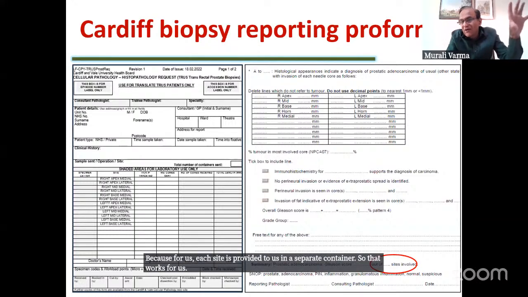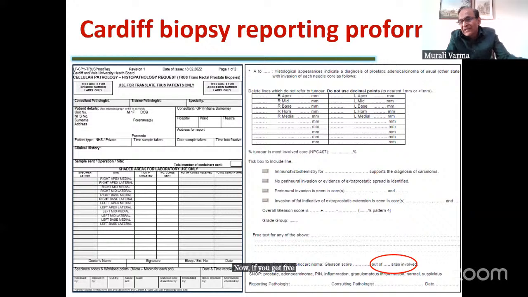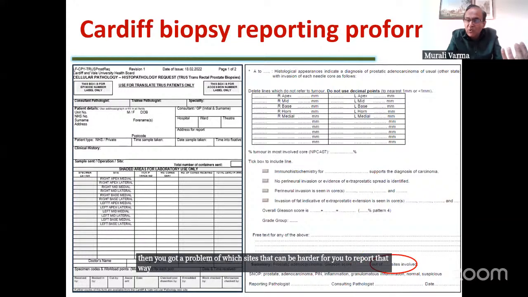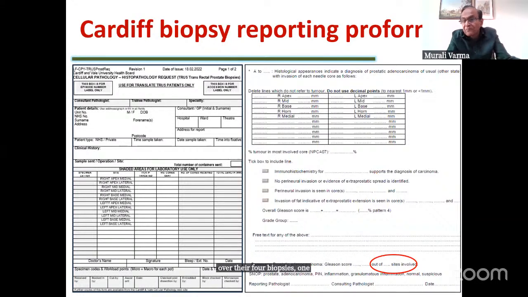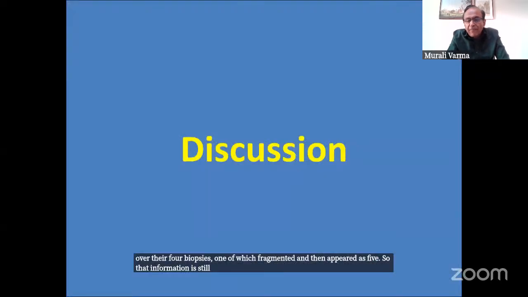Now, if you get 5 cores on the right in one container and 5 cores on the left in one container, then you got a problem of which sites. That can be harder for you to report that way. But if you've got those 5 cores on the right side, it's very important to know whether they really took 5 biopsies, or were there 4 biopsies, one of which fragmented and then appeared as 5. So that information is still very, very important.